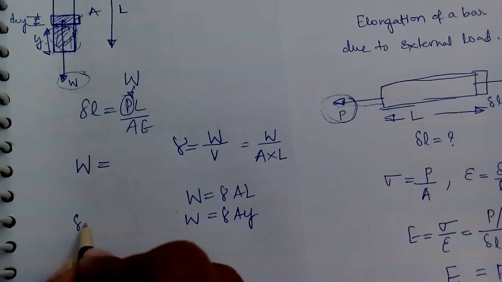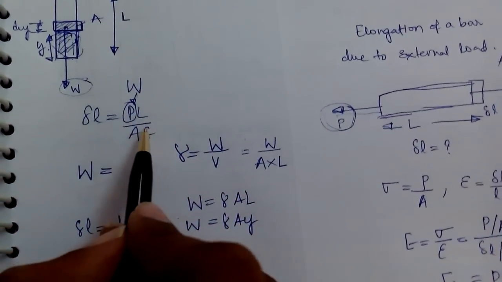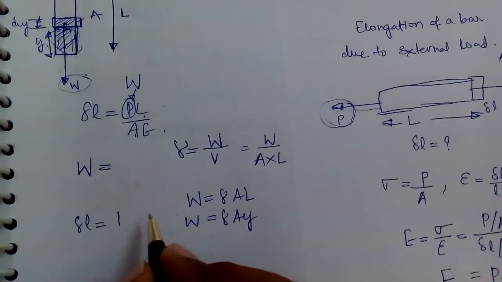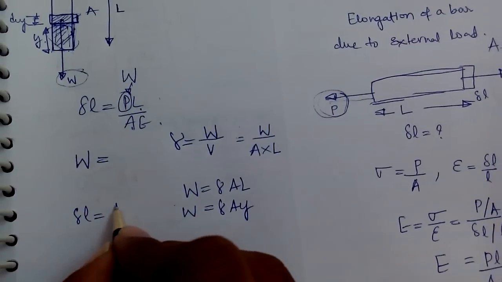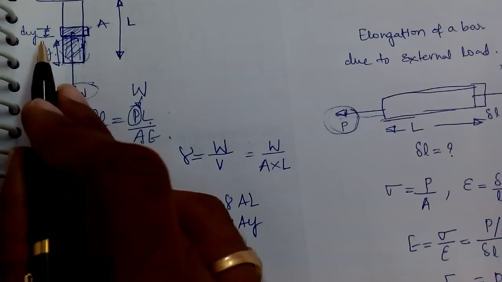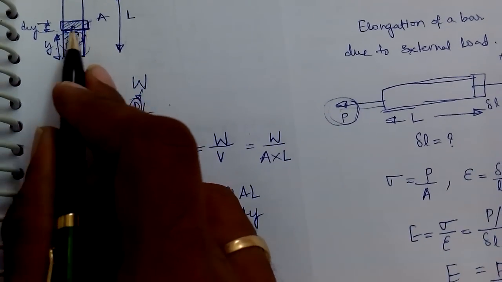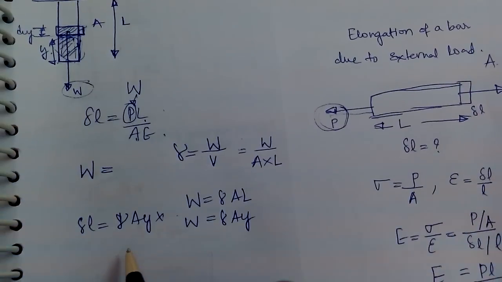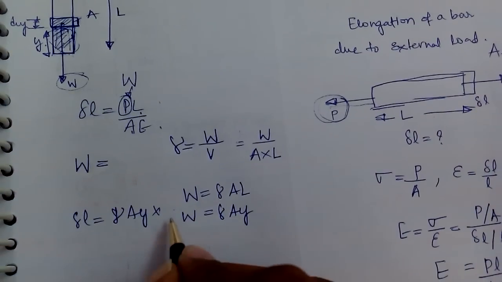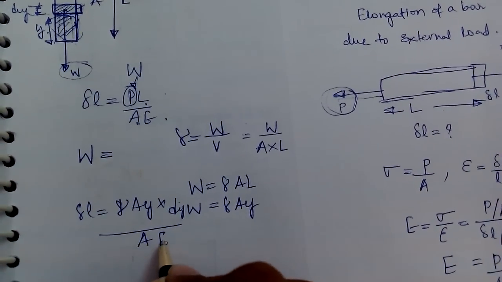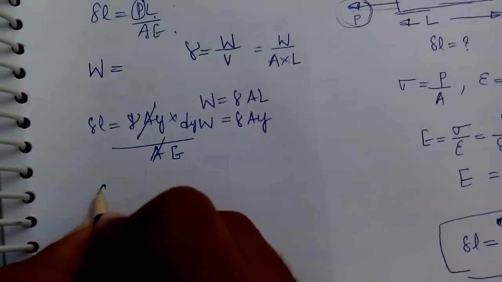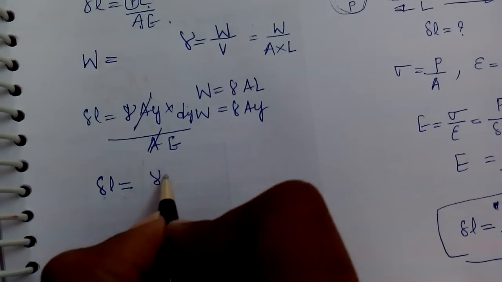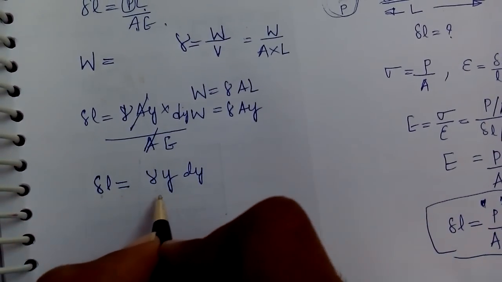Now as I told you, we can use the analysis of PL by AE, because here the weight of the bar is an external load for this element. Substituting the value of W, which is gamma A y, the length here is dy. We are considering the length of the element, not the length of the bar below it. So the length is dy and A is the area. A remains the same, so A gets cancelled. Finally, delta L, the deformation of the element considered, comes up as gamma y dy by E.